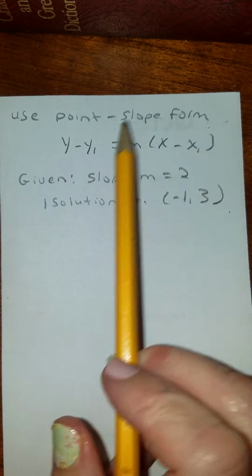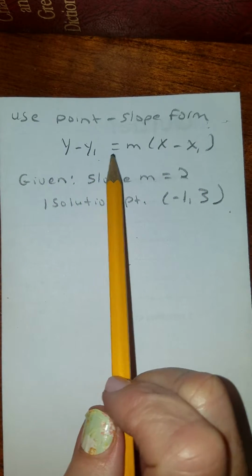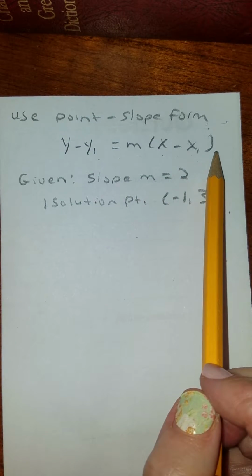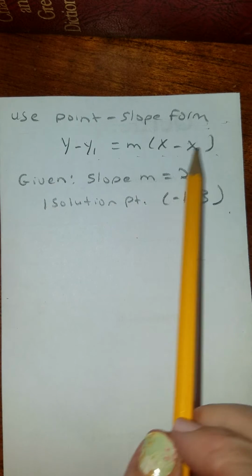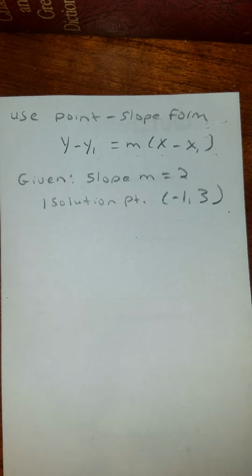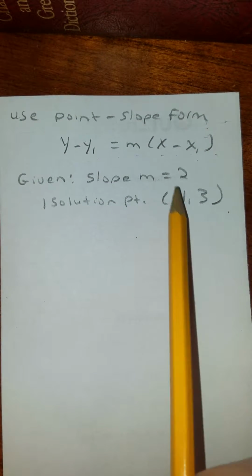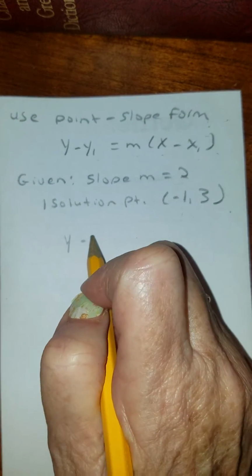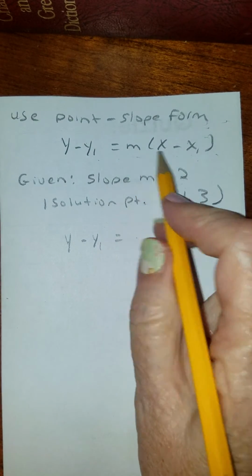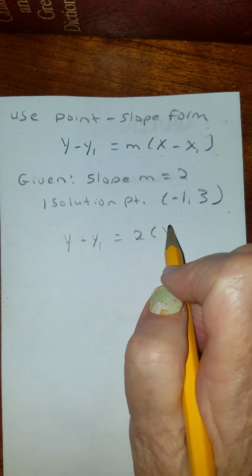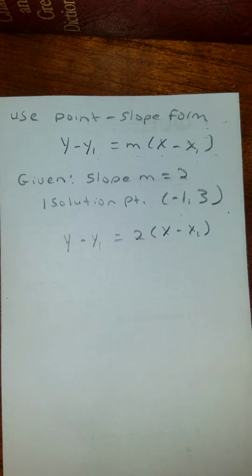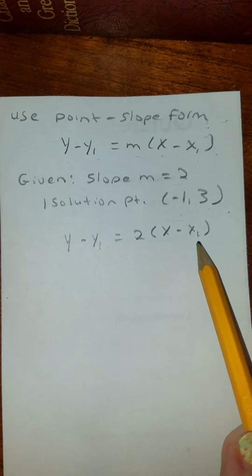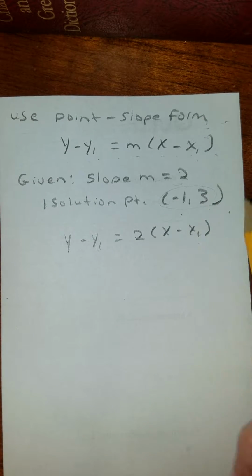Well, the point slope form is this: y minus y sub 1 equals m times the quantity x minus x sub 1. So you're going to use this formula now to find the equation. So we're going to plug in our given information. They've given us the slope 2, so I'm going to write this down: y minus y sub 1 equals, my m is 2, x minus x sub 1. And I'm going to take my solution point and plug in the y sub 1 and x sub 1 with this information.